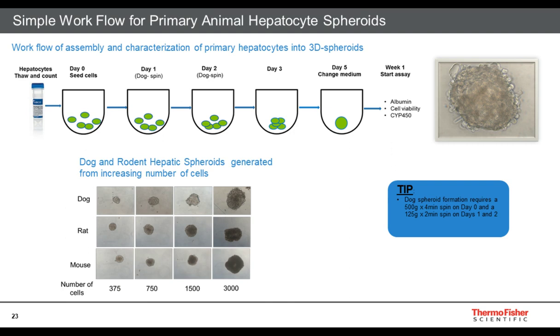With the exception that dog hepatic spheroid formation does require, on the initial day, day 0 in this cartoon, a longer and harder centrifugation speed, and then subsequent centrifugations on days 1 and 2. And that's only for the dog hepatic spheroids. For the rodent, it's just as human, where you thaw, count, seed, and then undisturbed for 5 days, and then you do the media change. The photomicrographs I'm showing here are for all of the different species, with different cell numbers seeded per well, starting with 375 on the left and going to 3,000 cells per well.